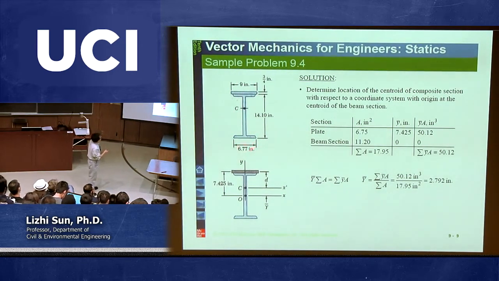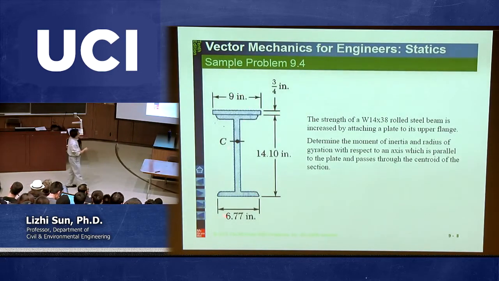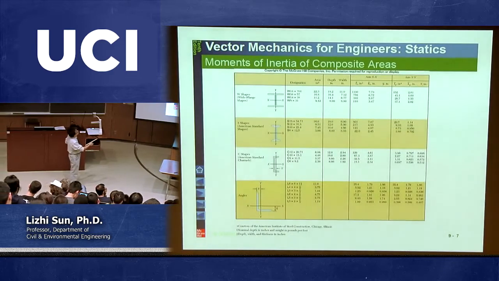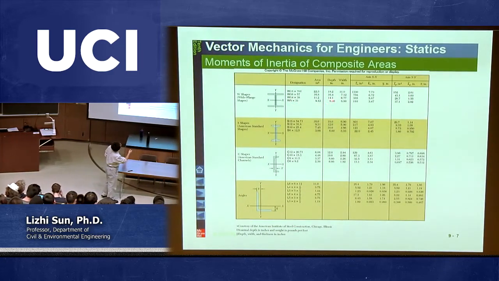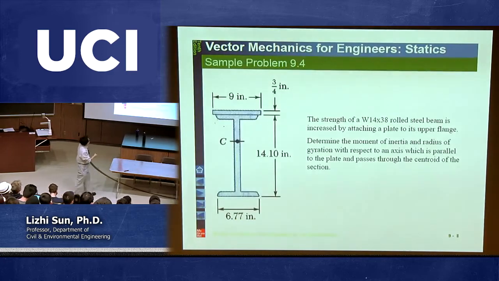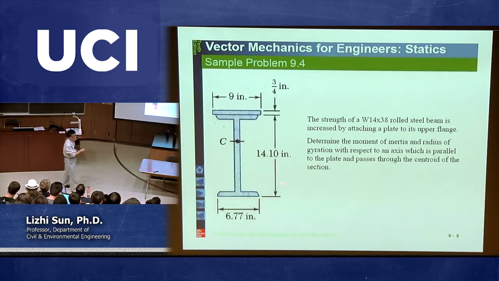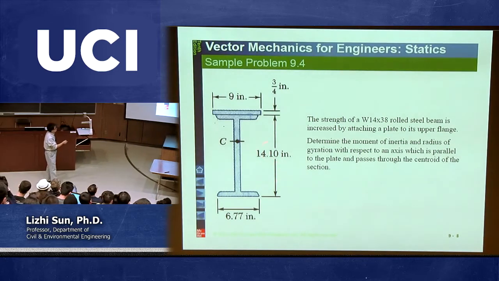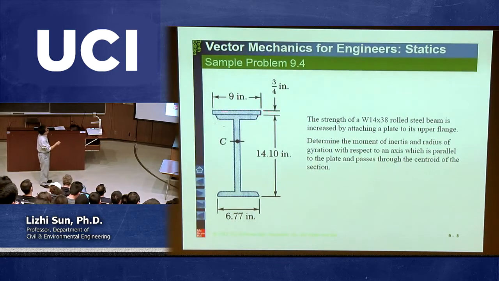By the way, you may ask, how do we know this one? Either they already gave you all the geometries, or you can find them from the chart. For example, for W14/38, you have 14.1 and 6.77. So that's why I have 6.77, and from here to here is 14.1. Easily, you can use this number directly, or you can get it from the chart. But on top of this one, you have a thin plate.